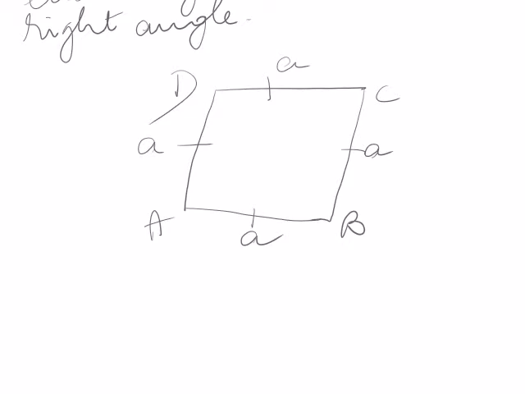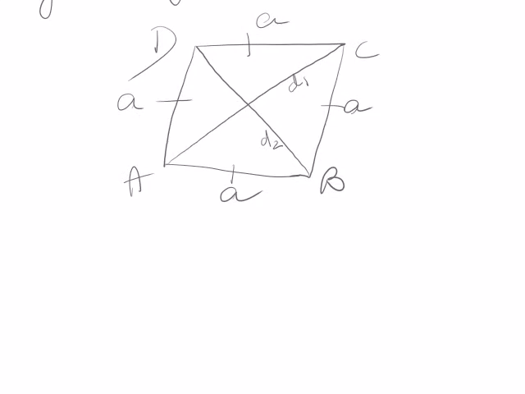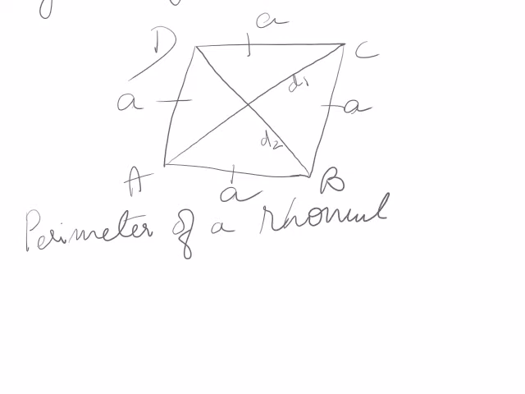Now, if AC is one diagonal, say d1, BD is another diagonal, say d2. Okay, so perimeter is always the same, sum of all the four sides. So perimeter of a rhombus, like a square, is 4a, that is 4 into side, each side, because all sides are equal.